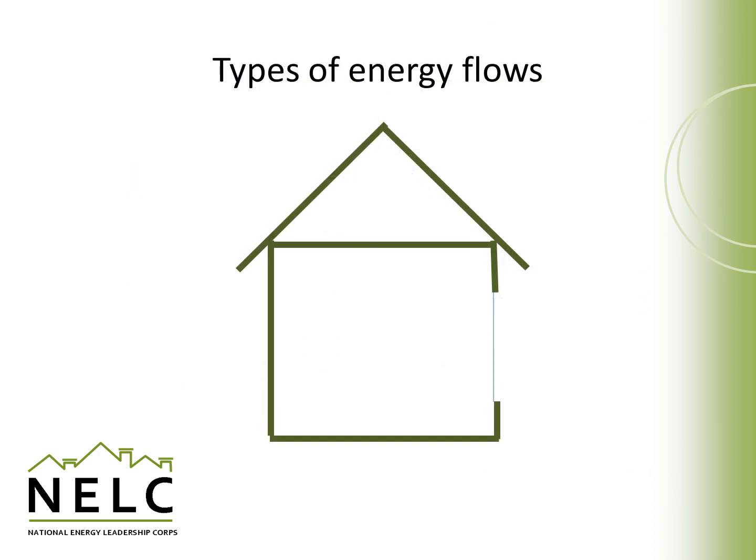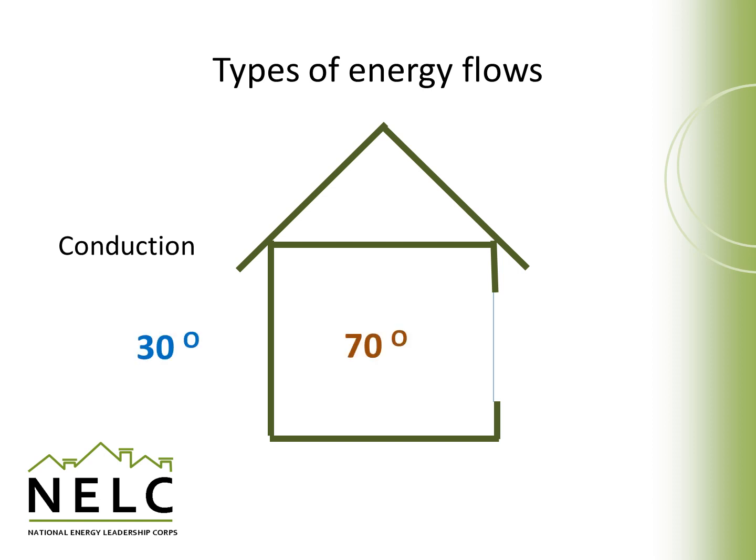So let's take a look at a house and talk about some of the natural flows of energy that can be found inside and outside of a home. And we'll start with some common terms that you might remember from physics class and how they affect what's going on in a house. So one way that heat can move through a space is through conduction.